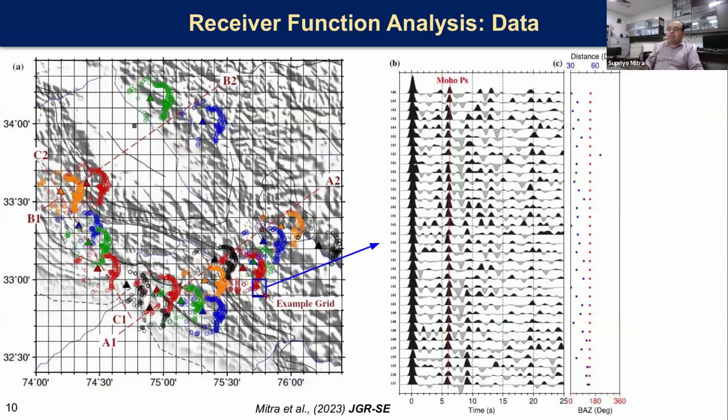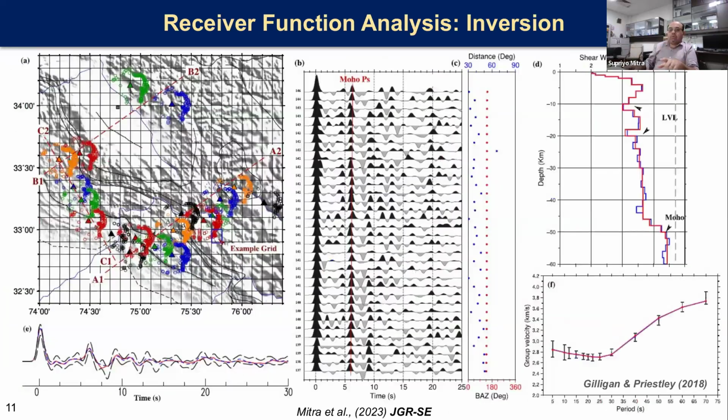And we look at all the receiver functions for, let's say, this example grid, which I show in blue. And these are all the receiver functions which are piercing within that grid. And we say that we will stack all of these and model them, which will represent the structure underneath that grid. And we do this for every grid. So we stack all these receiver functions, and what you see on your bottom left is the plus minus 1 standard deviation of the stacked receiver function shown in black.